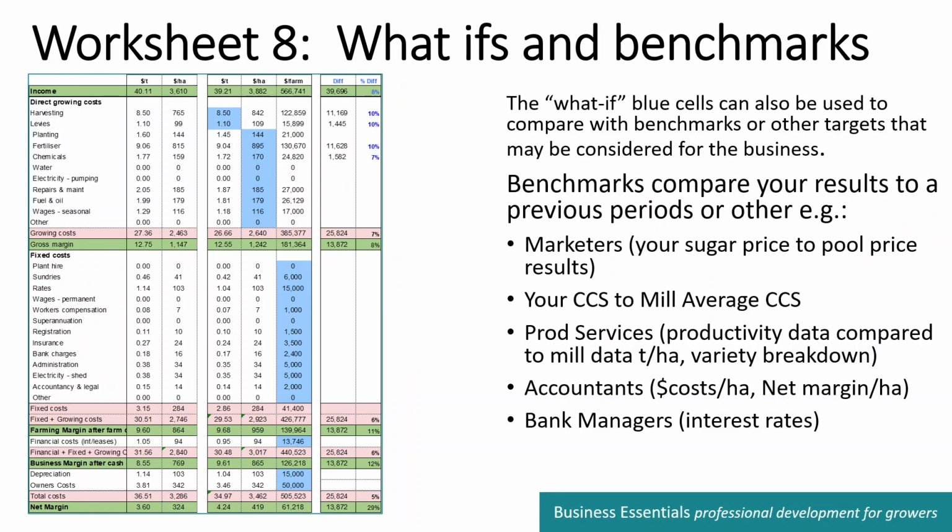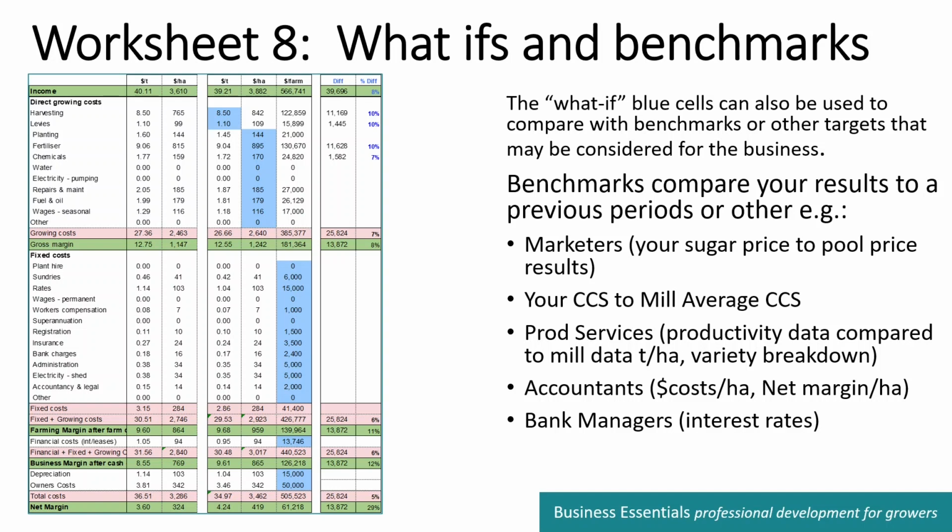The what-if comparison can also be used as a benchmark comparison. You can input the benchmark into the blue cells and compare the outcomes. For example, you could input last year's financial outcome to compare with the current year budget and consider whether the differences make sense, thus helping to ensure budget accuracy. Or you could use it to compare against other norms. For example, the same budget using the mill average CCS against your CCS, and or district average yield versus your yield. If you capture the details of business loans, then the impact of changed interest rates can be assessed here too.